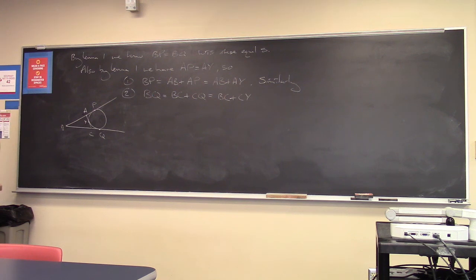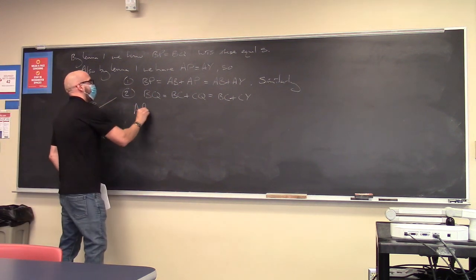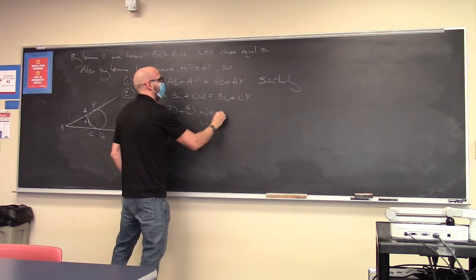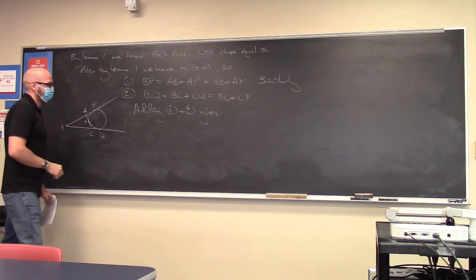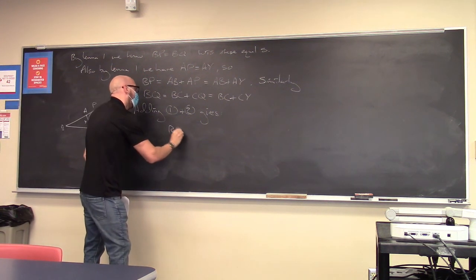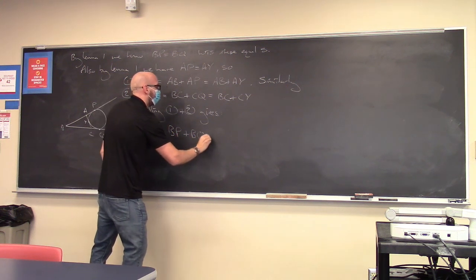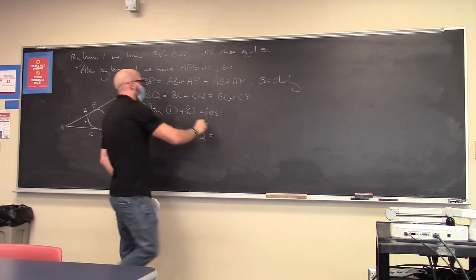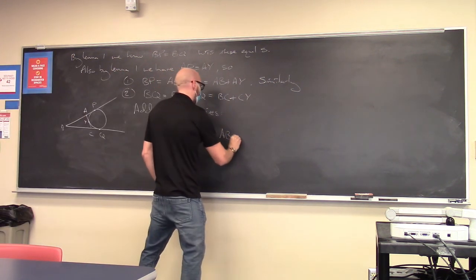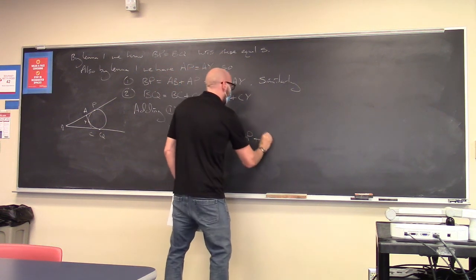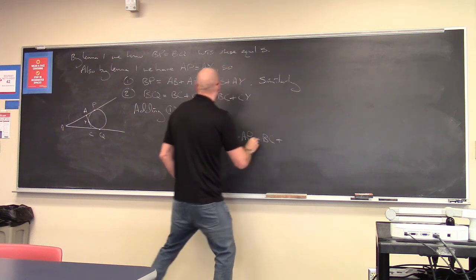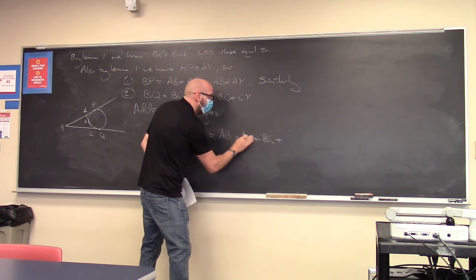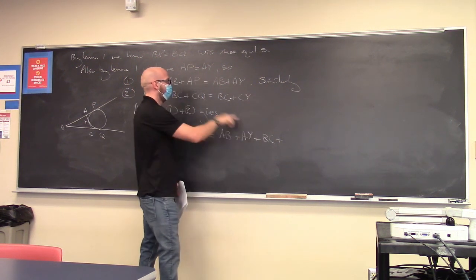Now, all we have to do is add them together. So adding 1 and 2 gives BP plus BQ. On the right, adding both right-hand sides, I've got AB plus AP plus BC plus, oops, sorry, I'm copying here. I don't want AB plus AP, I want AB plus AY. AB plus AY plus BC plus CY.